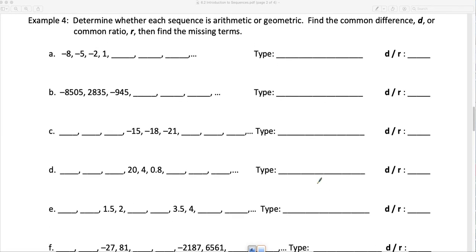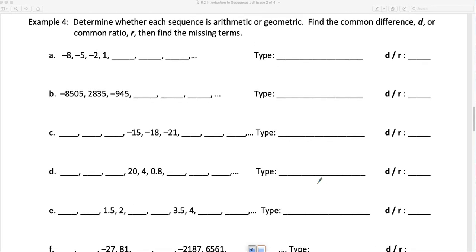All right, determine whether each sequence is arithmetic or geometric. So they're going to all be one or the other. There's not going to be any neithers this time. And if it is, the common difference would be for an arithmetic sequence. A common ratio would be for a geometric sequence. And then we're going to find the missing terms.